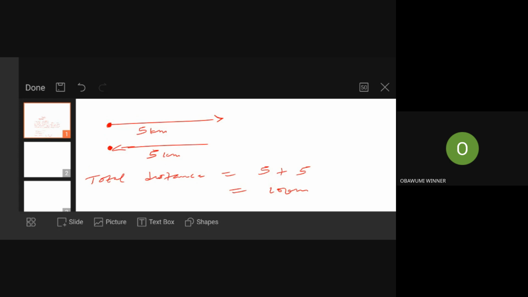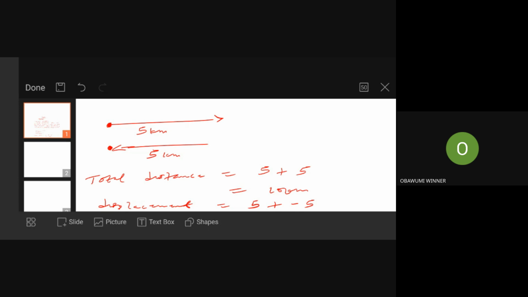But the total displacement covered is going to be 5 plus minus 5. You see that 5, because this 5 is moving in the positive x direction. This other 5 is in the negative x direction. So we need to consider the direction of the two quantities.